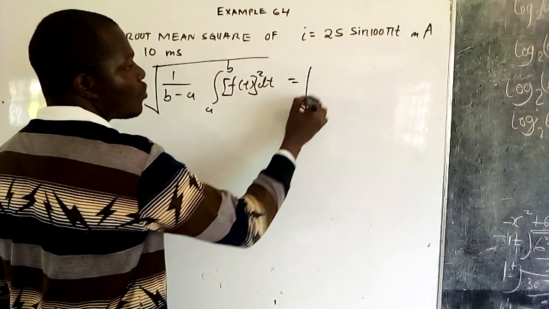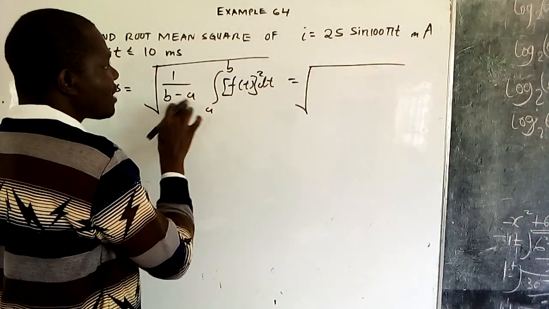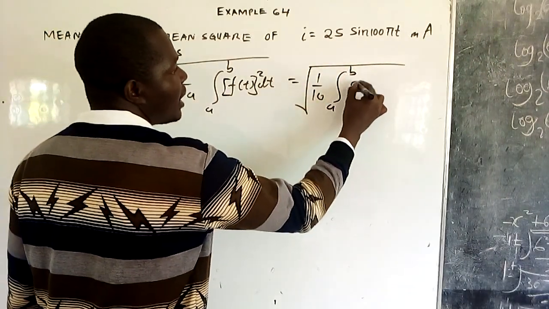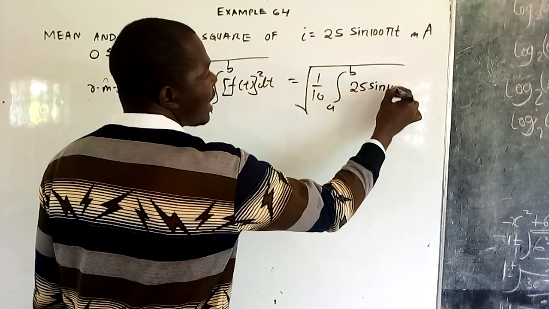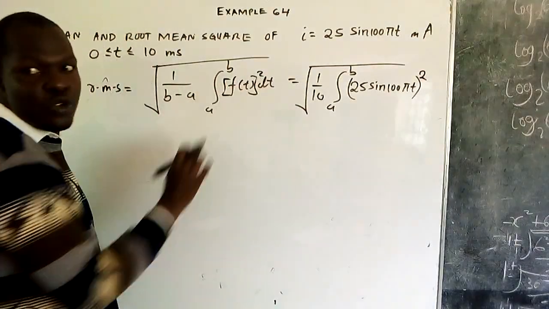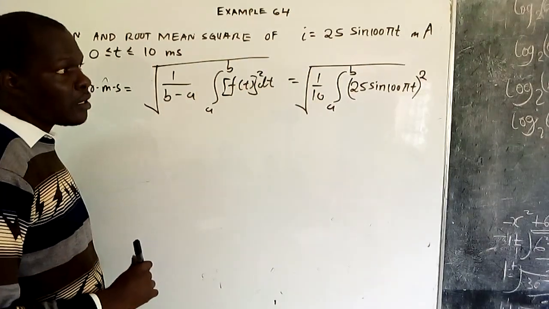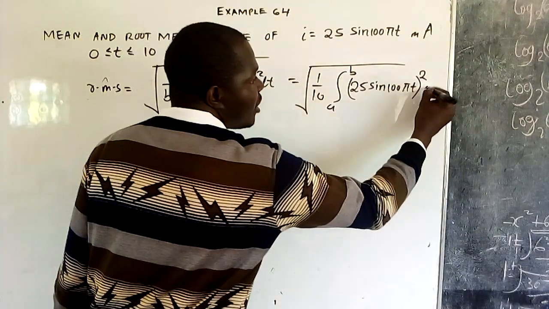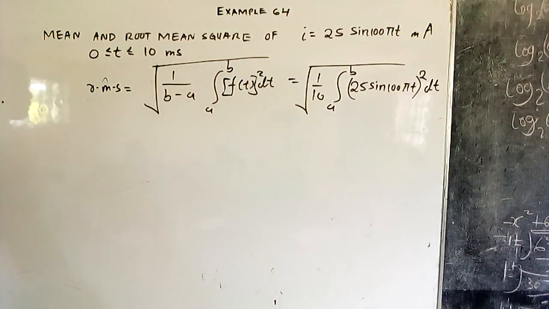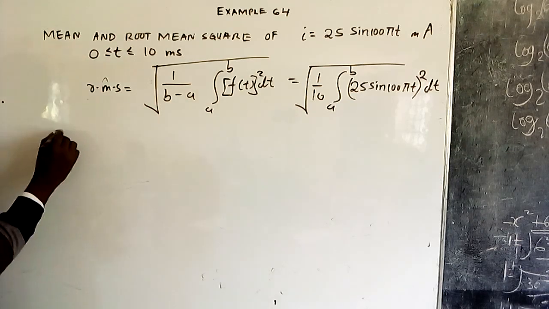Are we together? So if you substitute here, you have square root of 1 over b minus a, 1 over 10, then you integrate from a to b, 25 sine 100 pi t. The whole of that is f of t, but it is squared in root mean square, then dt. So start simplifying. We cannot integrate sine when it is squared.